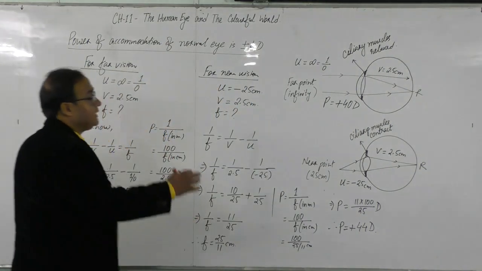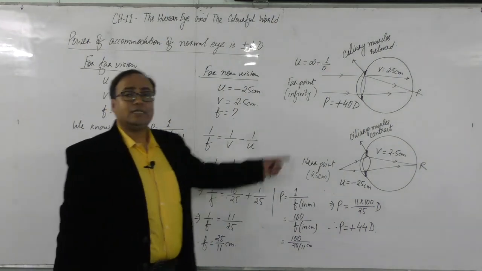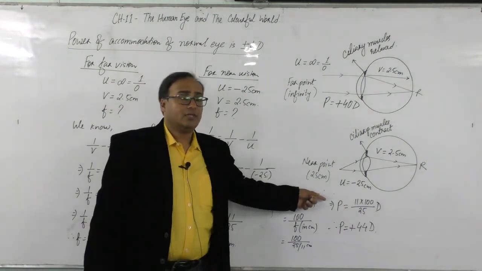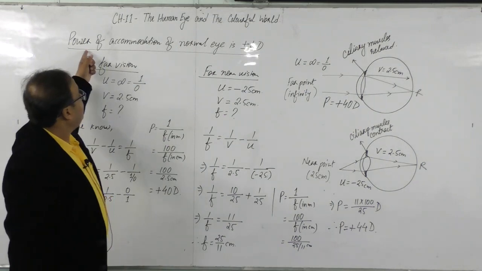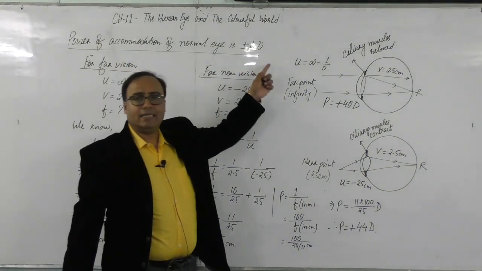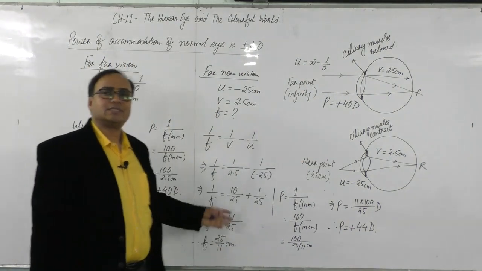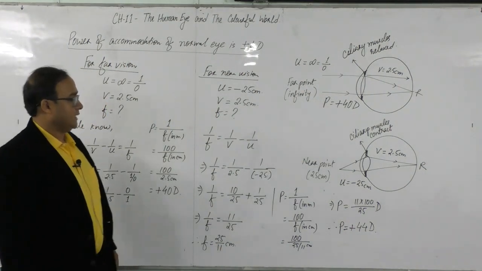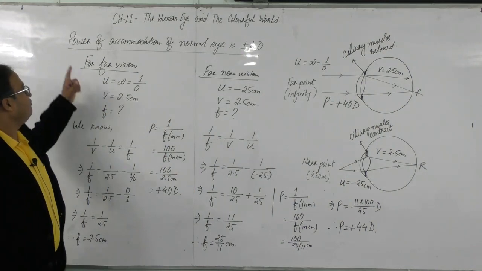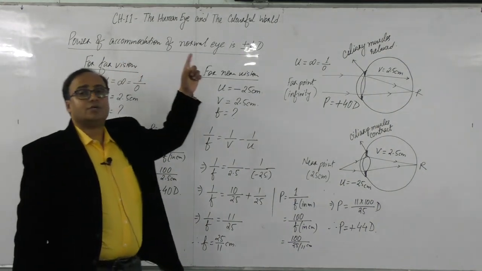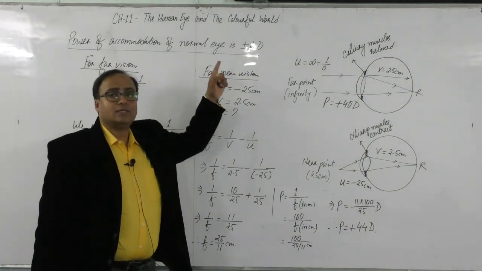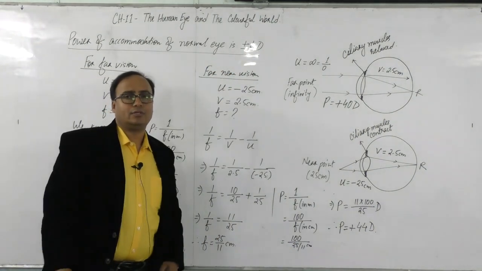सो इंक्रीज या डिक्रीज कितना हो रहा है? इंक्रीज या डिक्रीज हो रहा है 4 डायोप्टर, एंड देयर बाय वी कैन राइट पावर ऑफ एकोमोडेशन ऑफ नॉर्मल आई इज प्लस माइनस 4d. So I think you have understood this calculation, and this calculation establishes that power of accommodation of normal eye for human being is plus minus 4 diopter.